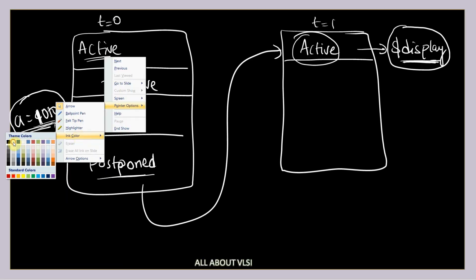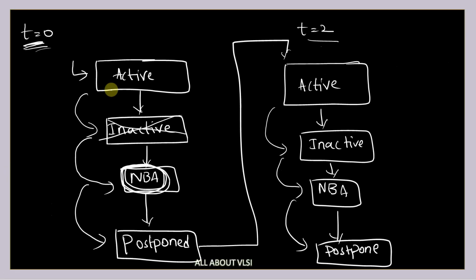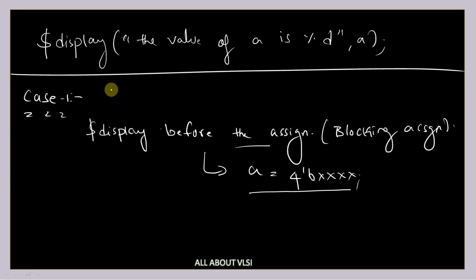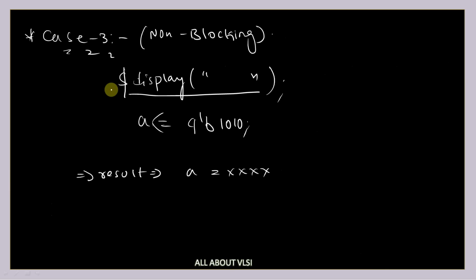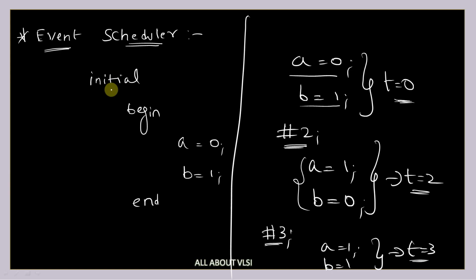Let us briefly go back and see what we have discussed in our previous session. We started with our different cases: case 1, case 2, case 3, case 4, case 5, case 6, up to case 7. Seven cases we have seen. And after that, we started with something known as the event scheduler.